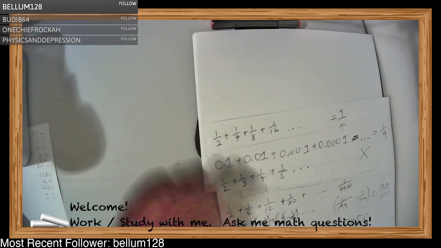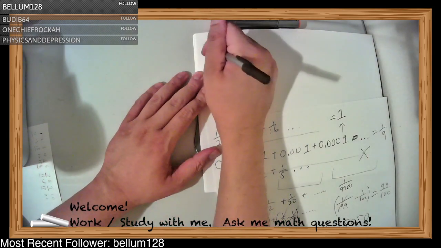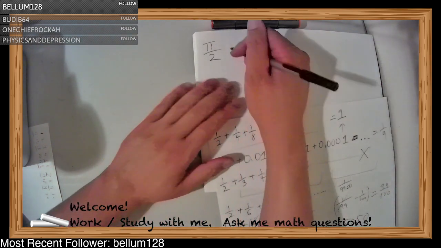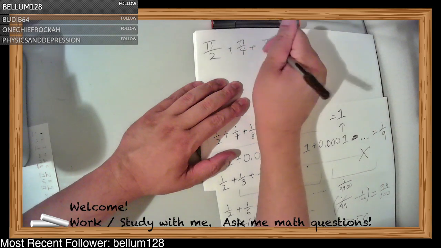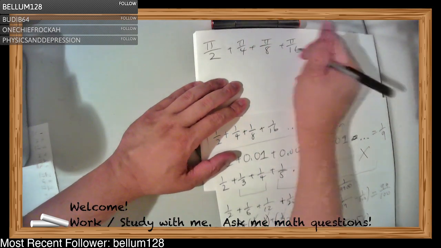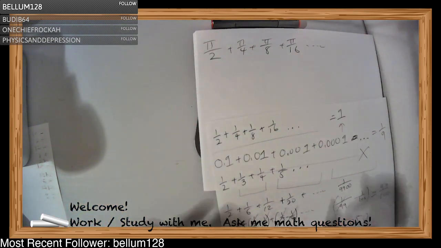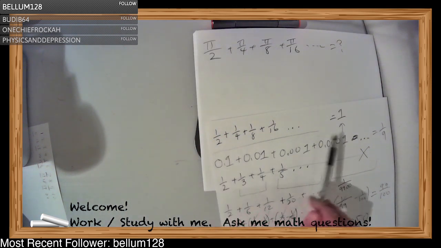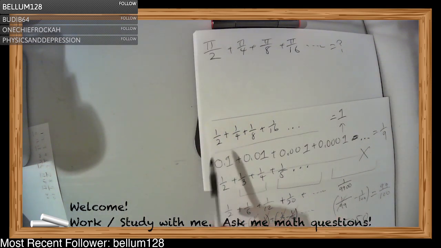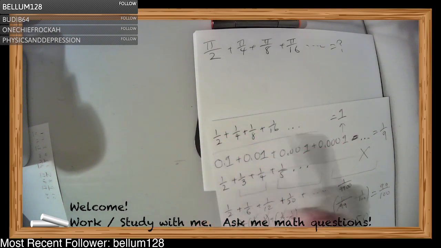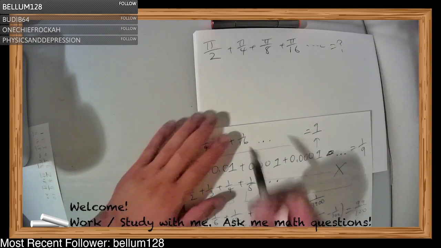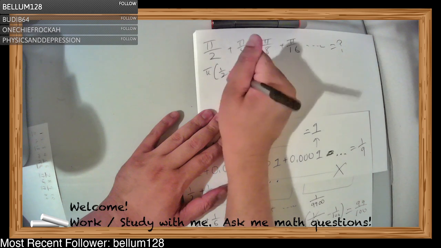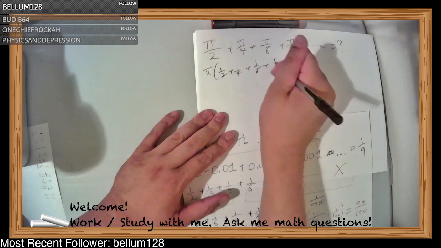Okay, so for example, pi. Pi's a nice one. Pi over 2, good old 90 degrees for those of you who know radians, plus pi over 4, plus pi over 8, plus pi over 16, yada yada yada. What does that equal? It turns out that the left side is pi times the left side of this. So another way to write this is pi times 1/2 plus a 4th plus an 8th plus a 16th.